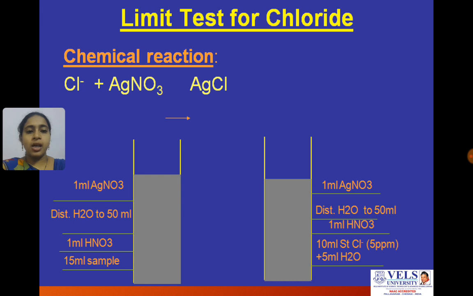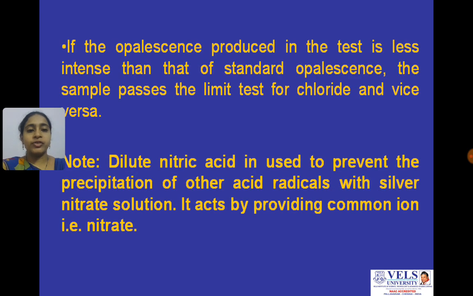Take two Nessler cylinders, one is test and one is standard. To the test Nessler cylinder, add 15 ml of sample, and to the standard Nessler cylinder, add 10 ml of standard chloride solution and dissolve in 5 ml of water. To both the Nessler cylinders, add 1 ml of HNO3 solution and make the volume up to the 50 ml mark. Then to both, add 1 ml of AgNO3 and stir with a glass rod and keep it aside until the opalescence forms. Compare the opalescence of the test with that of the standard.